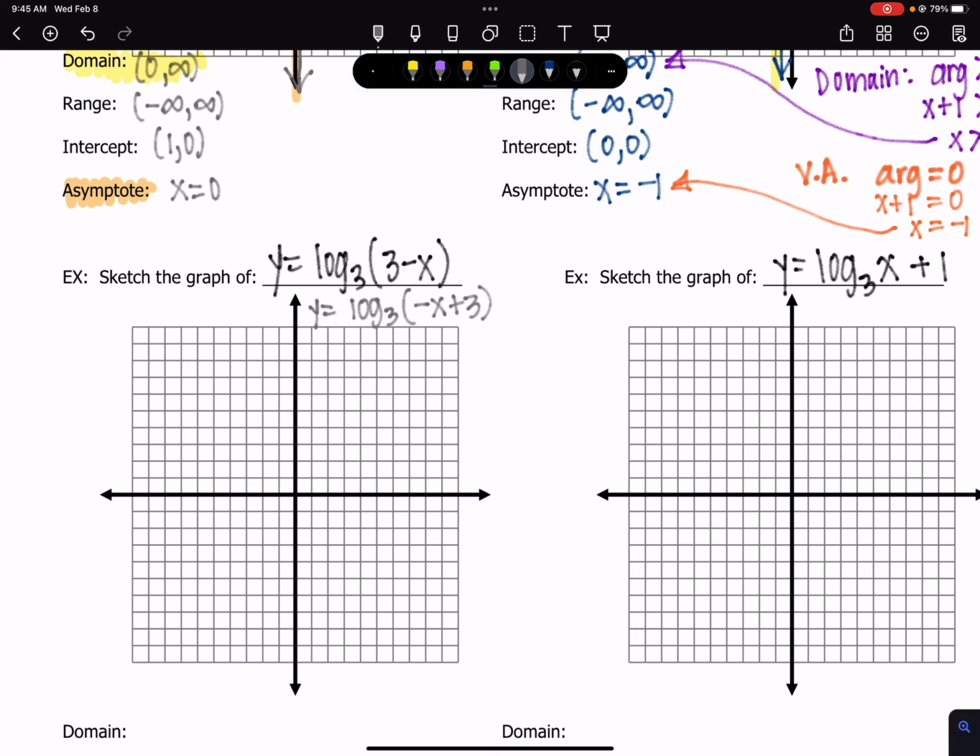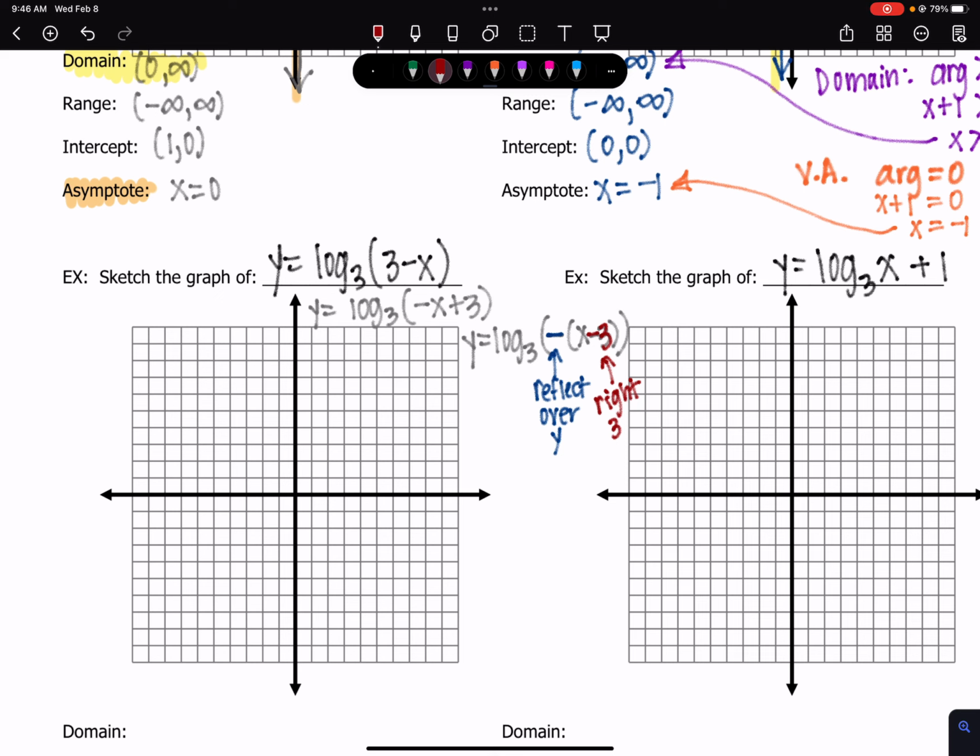And I'm going to go even a step further. Now that I can see that the x on the inside is negative, I need to see what that negative on the inside was a negative of. What was it a negative of? Y equals log base 3. I'm going to factor out the negative, and it was a negative or an opposite of x minus 3. So this negative is a reflect over y. This minus 3 on the inside is a shift right 3.